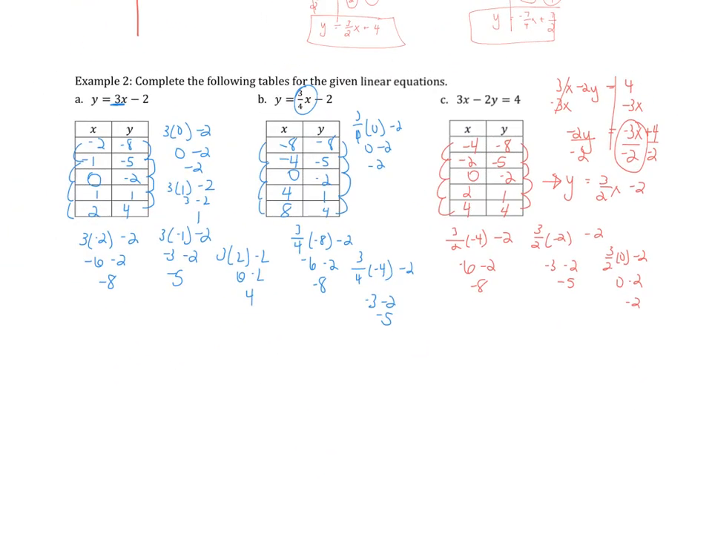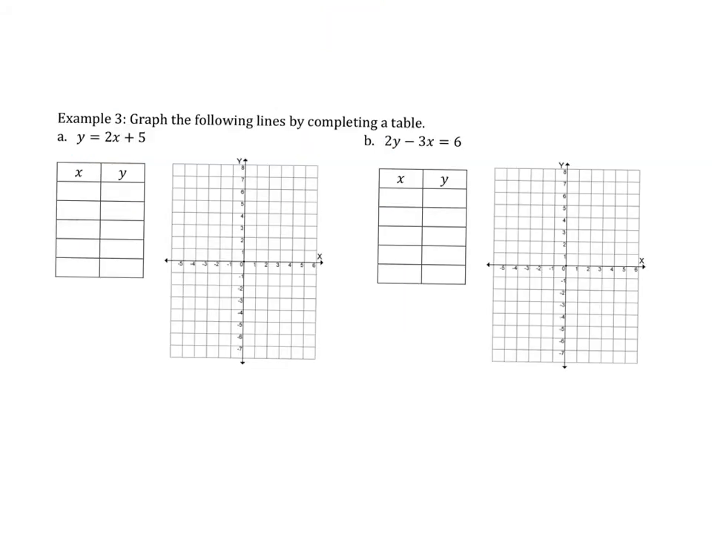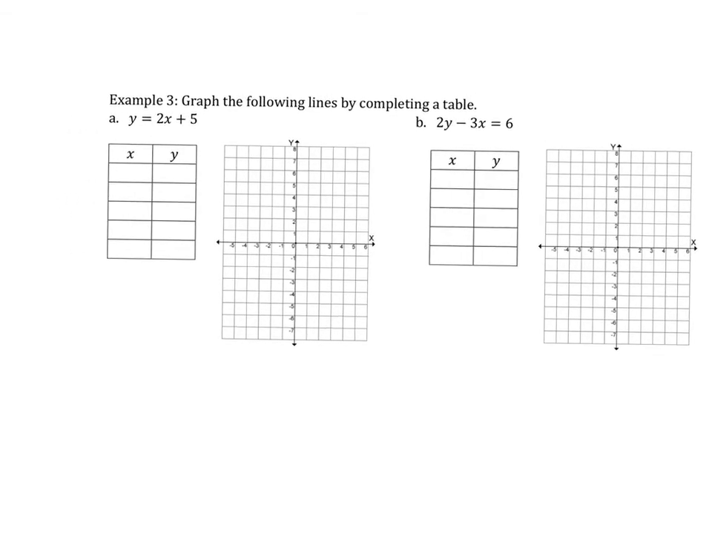All right, so there's our tables. That concludes example 2. Let's take a look real quick at example 3. So in example 3, we're supposed to do basically what we just did and then graph using the table that we made. So on example A, it's already solved for y. There's an integer in front of x, which means that I'm going to go to just my 0, 1, 2, negative 1, and negative 2.